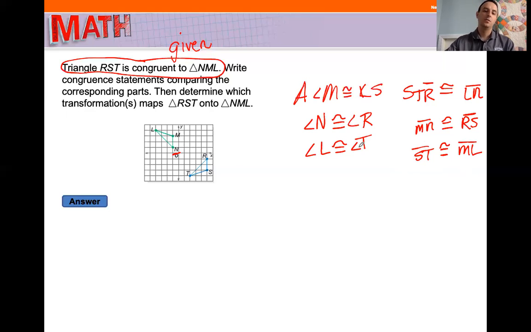Okay. So now that I've got that, how can I get these two to translate on top of each other? That's step 1. What's step 2? What am I going to have to do? Here's my y-axis. What am I going to have to do? You have to translate it.